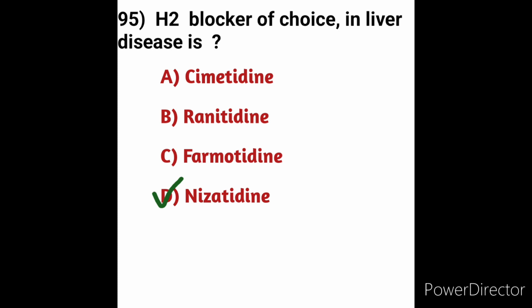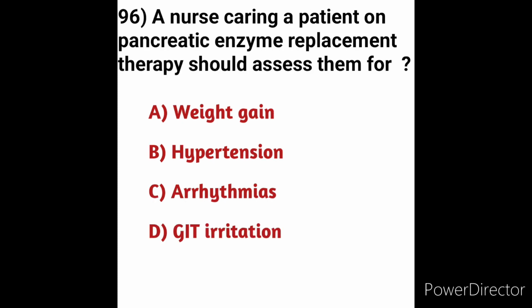Next we will move on to question number 96. A nurse caring for a patient on pancreatic enzyme replacement therapy should assess them for. The patient is on replacement of pancreatic enzymes, and the nurse should assess for them. We will see the options here. Option A, weight gain. Option B, hypertension. Option C, arrhythmias. Option D, GIT irritation. GIT means gastrointestinal tract irritation. Pancreatic enzymes can help manage symptoms like weight loss or diarrhea. The most frequent side effects are constipation, diarrhea, nausea and abdominal discomfort.